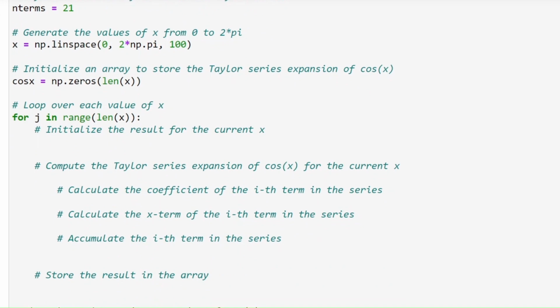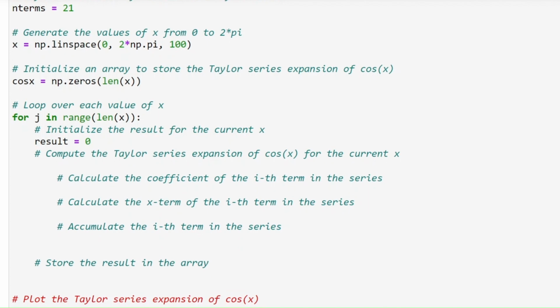I will save the result of my Taylor series expansion for each x in a temporary variable called result. And now I'm going to loop over all the terms of the Taylor series, 21 of them. So this is a loop of 100 for all the x's, and this is going to be a loop of 20 because of the number of Taylor series terms that we have included for each x value. So now this will be n terms, number of terms.